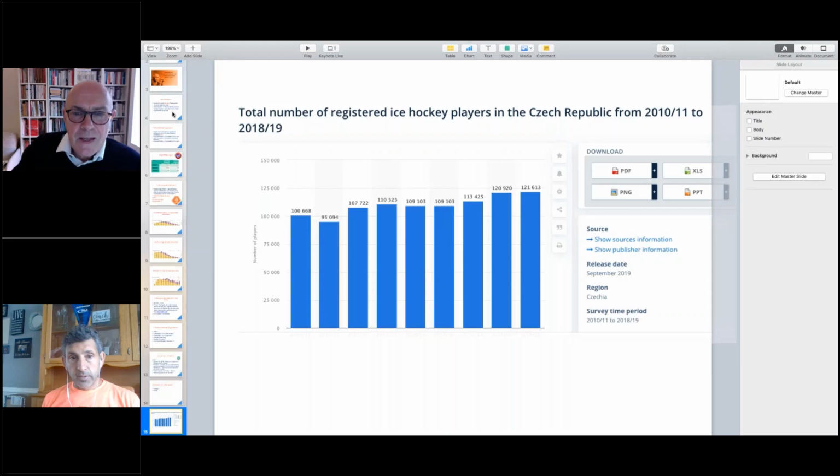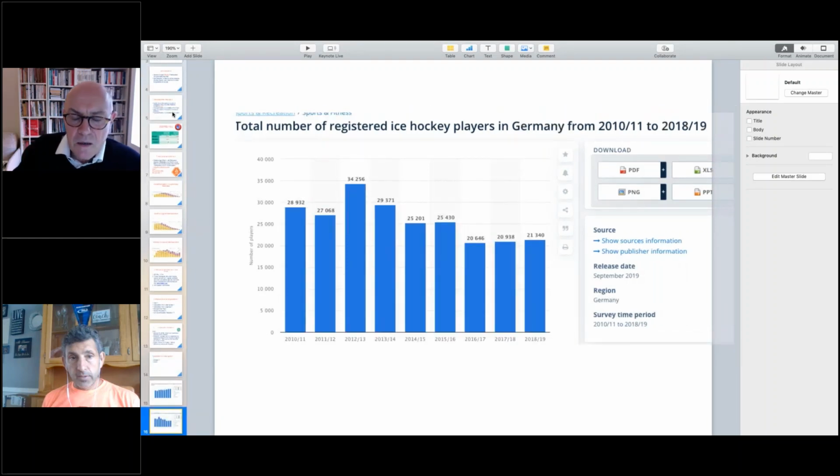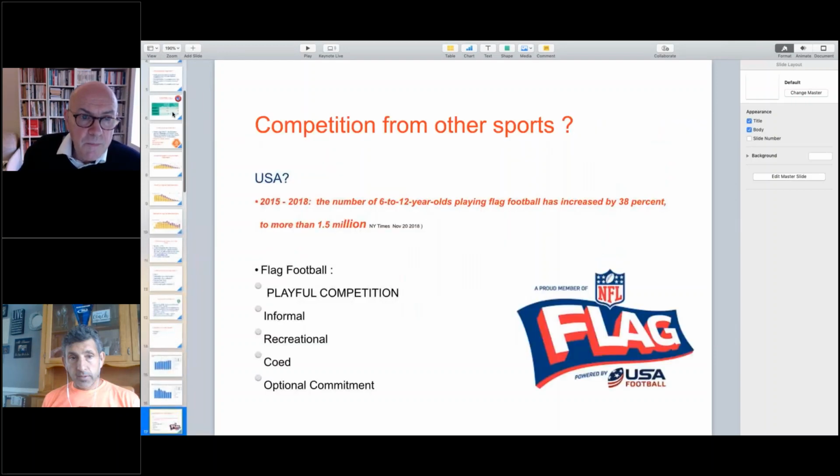In Europe, that's ice hockey. There's about 1 million in the Czech Republic, which is probably the highest in Europe. I'm going to come back to the Czech Republic. In Germany it's 120,000 ice hockey players, and there are about 2 million soccer players in Germany. So it's about 1% in ice hockey. So it's no great retention problem. They're not leaving soccer to play other sports in Europe.